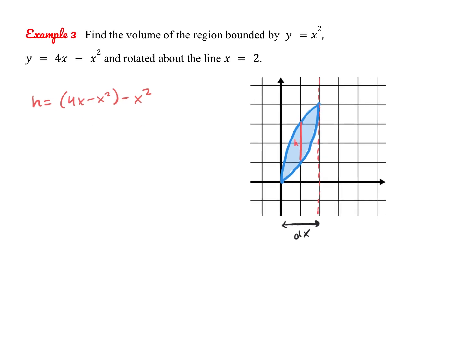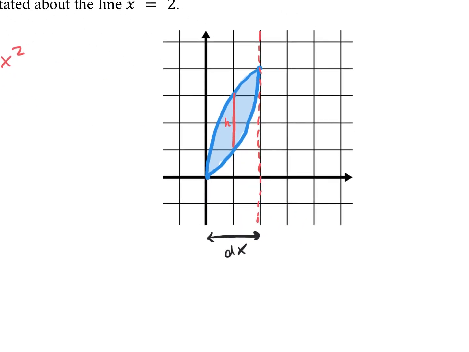Now for this one, you can see that our radius, let's say I pick this arbitrary height. Again, it doesn't matter where this is in my area. That means that the radius would be this distance. So the distance from wherever my height is drawn to my axis of rotation. Now I need to define this in terms of x, because that's how I'm integrating.